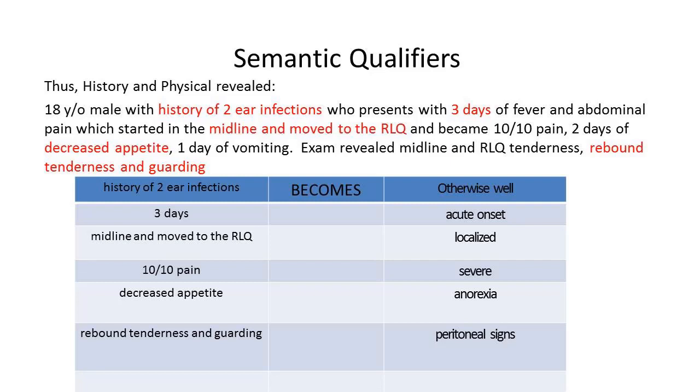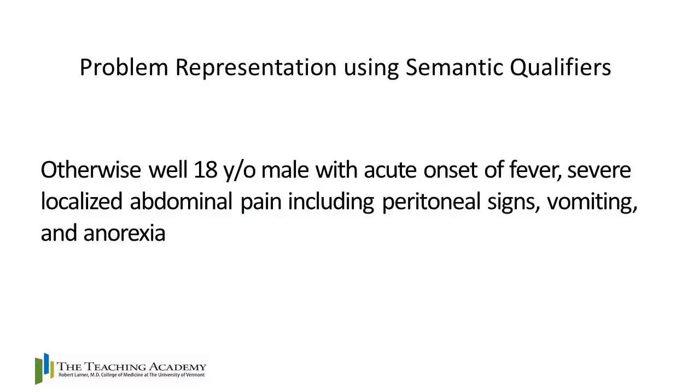Here, history of 2 ear infections becomes otherwise well. 3 days of pain becomes acute onset of pain, and pain in the midline and right lower quadrant becomes localized pain, etc. Thus, our problem representation using the semantic qualifiers becomes an otherwise well 18-year-old male with acute onset of fever, severe localized abdominal pain including peritoneal signs, vomiting, and anorexia.